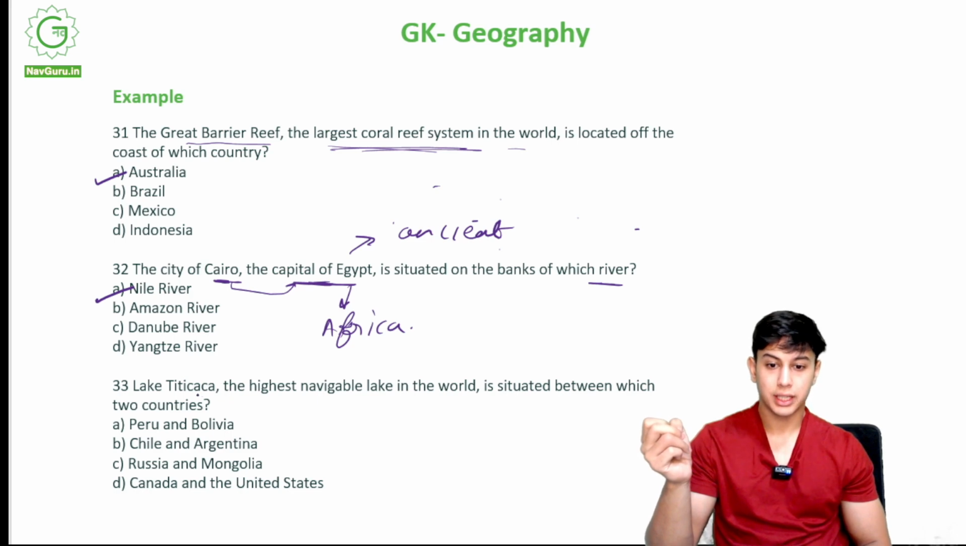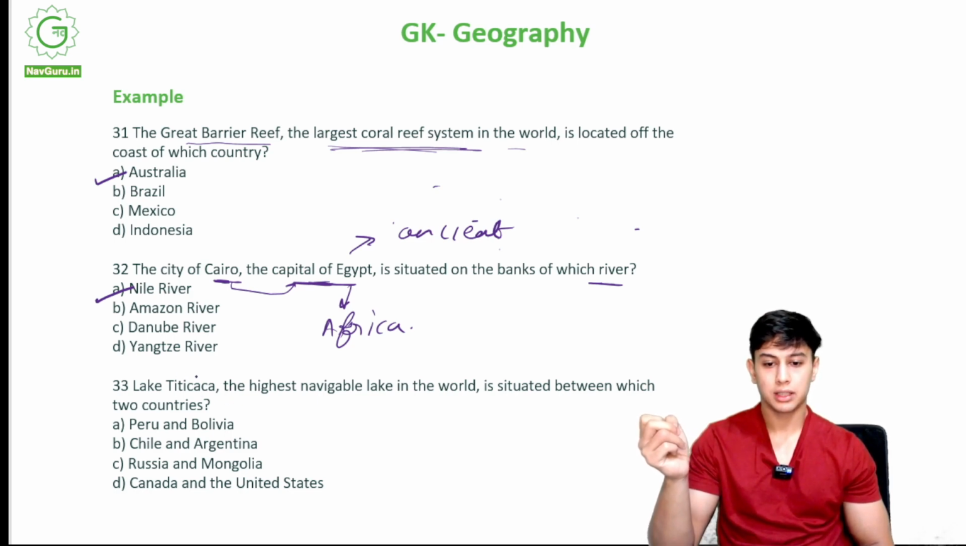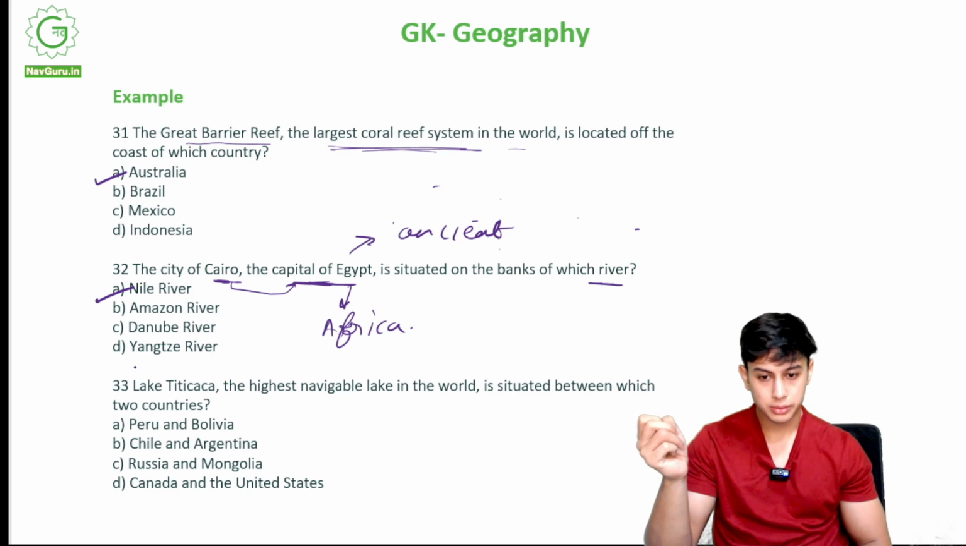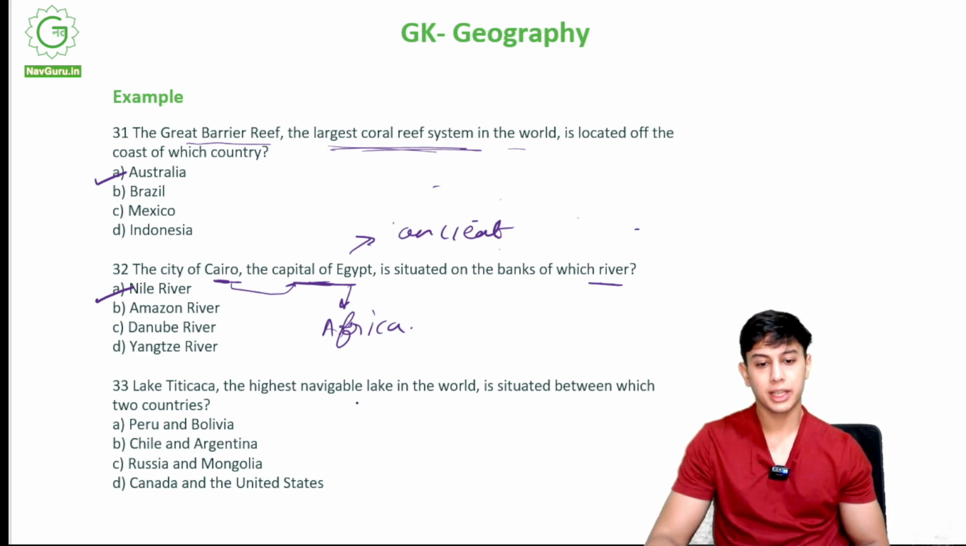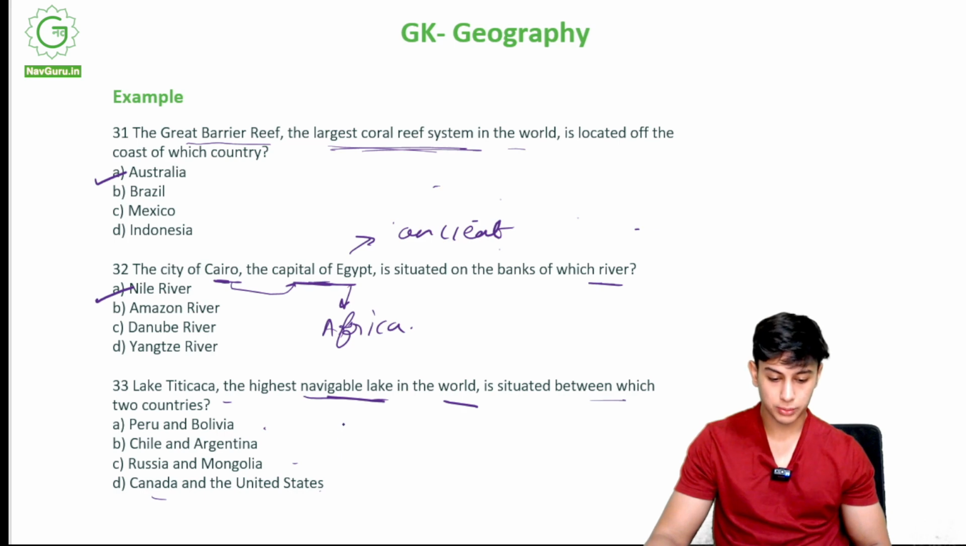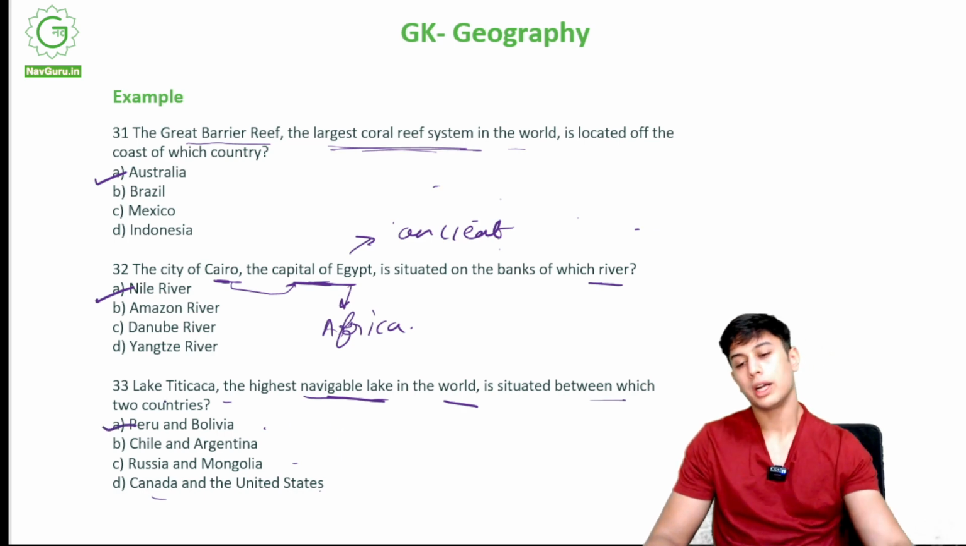Lake Titicaca, the highest navigable lake in the world, is situated between which two countries? Is it Peru and Bolivia? Is it Chile and Argentina? Is it Russia and Mongolia? Or is it Canada and United States? So the correct option would be option A, Peru and Bolivia.